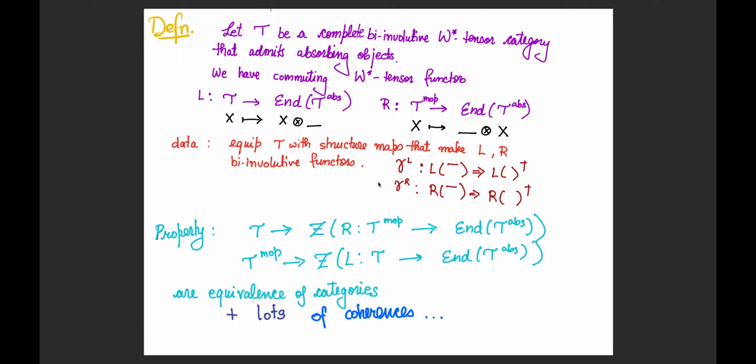And the property we want to check is that there are comparison maps from T to the relative center of R and T monoidal off to the relative center L. And we want to say that these two maps are an equivalence of categories. And then there are lots of coherences for the data. This would have been analogous to if somebody wanted to define von Neumann algebras as star algebras that admit a canonical Hilbert space such that the left and the right action on this Hilbert space are each other's commutants.